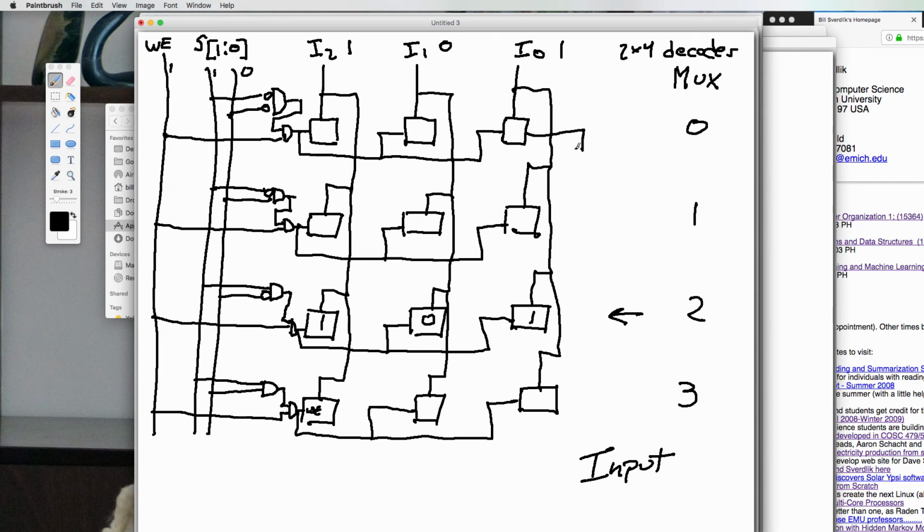I'm going to come down here. And I'm going to come over here, and I'm also going to take the output of this decoder here. And I'm going to try and draw this as cleanly as I can. And I'm going to put that into an AND gate, right there. And I'm going to do the same thing over here. So here is the output of this. And I'm going to come over here, and again, here's the output of my decoder here.